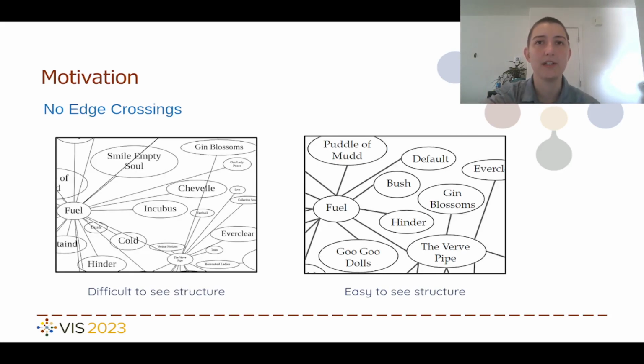The second requirement is that layouts should have no edge crossings. As shown in the literature, edge crossings reduce readability of graphs and can be completely avoided in trees. Determining path length is harder in the example on the left than in the output from our algorithm on the right.